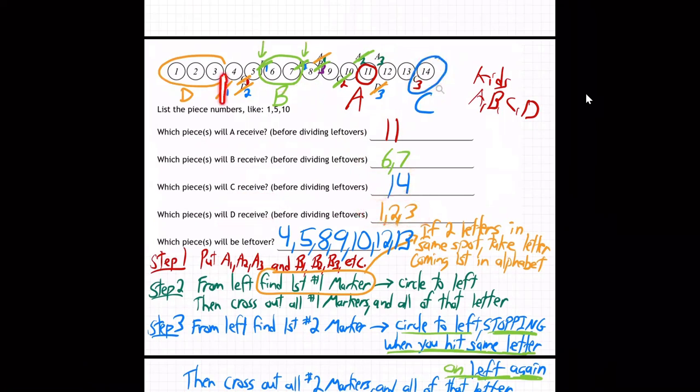D put a marker right here saying he'd be happy with 1, 2, 3. Everybody got a section they marked out, and all these candies were left over. Now, one thing I want to say, notice this note here: if two letters are in the same spot, take the letter coming first in the alphabet.